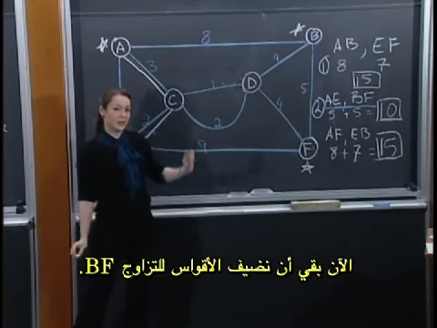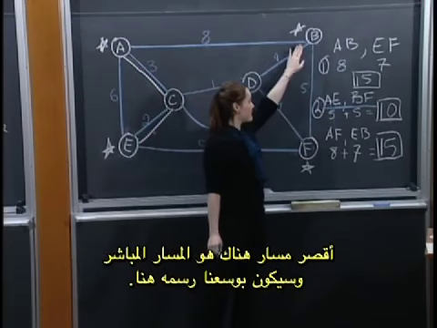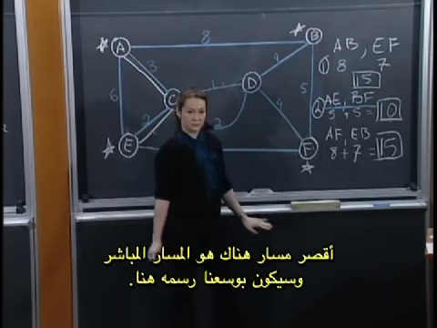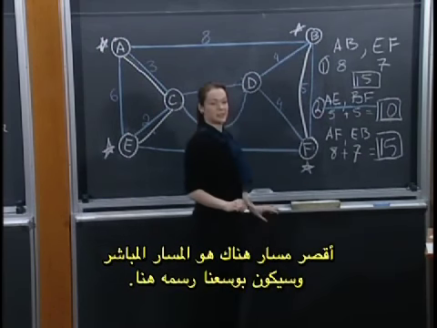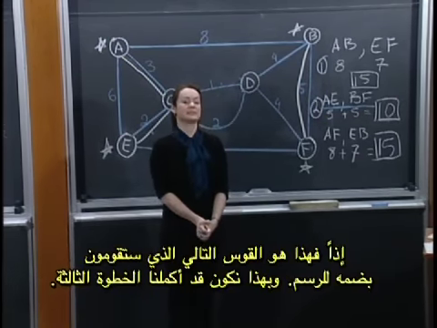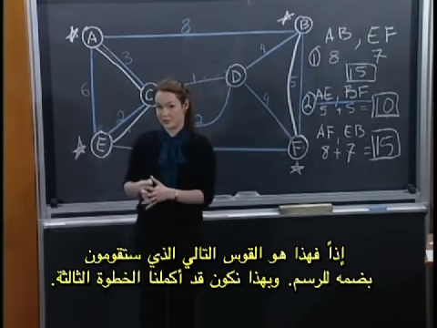Now, we also need to add the arcs for the matching of BF. BF, just the shortest path there, is directly straight. And what we can do is we'll just draw it in there. So that's the next arc that you're going to add. And that means that we've done step 3.